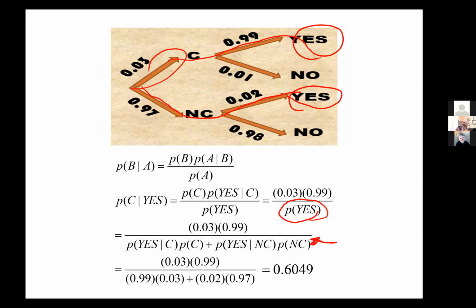So if I take the 0.03 times 0.99 and I divide that by 0.99 times 0.03 plus 0.02 times 0.97, what I get is 60%. So the probability that I have cancer, given that the test was positive, is 0.6. And that is the end of that horrible example that I messed up.